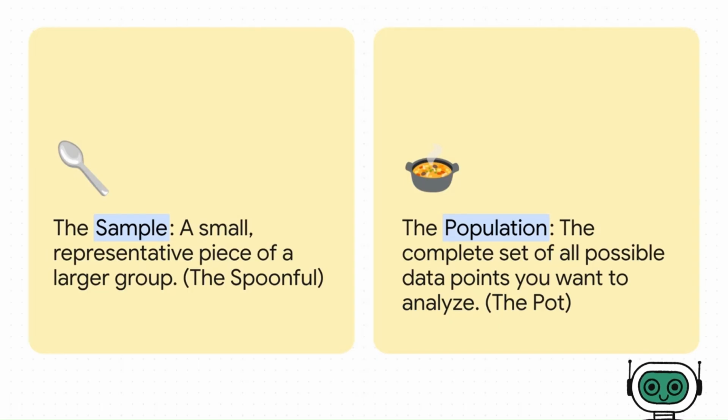So let's lock in these terms. The spoonful is your sample, a small, manageable piece of the bigger group. The entire pot of soup is your population. That's the complete set of everything you actually want to know about. Descriptive stats lives in the world of the sample. Inferential stats tries to make claims about the population.